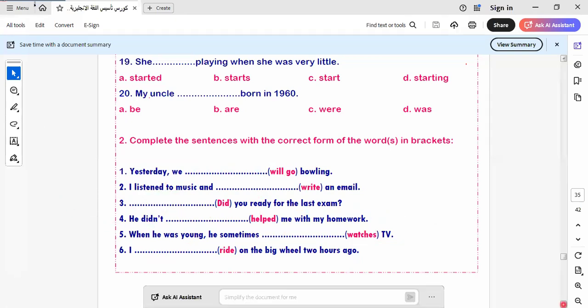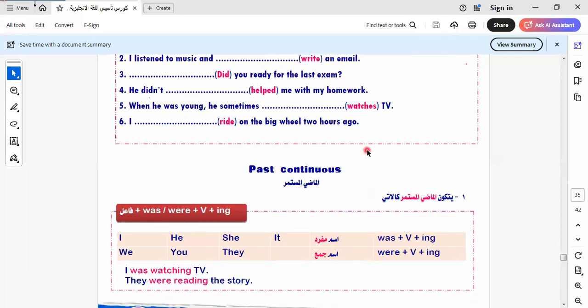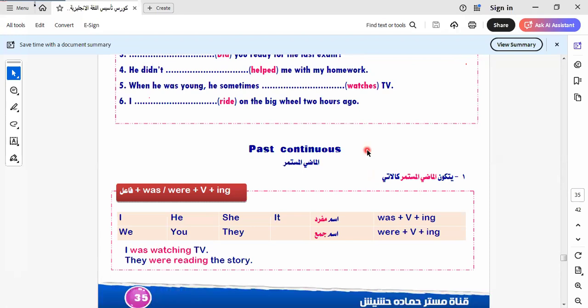Let's go to another one. By this part, we end the explanation of the past simple tense. Next class, I will start the past continuous. I hope you benefit and enjoy our video today.